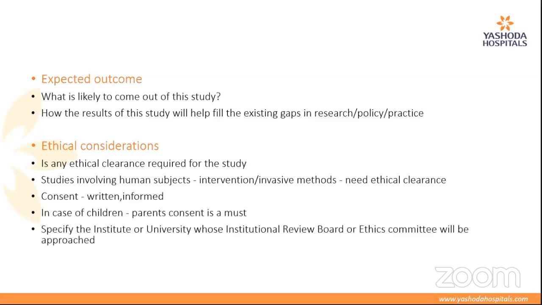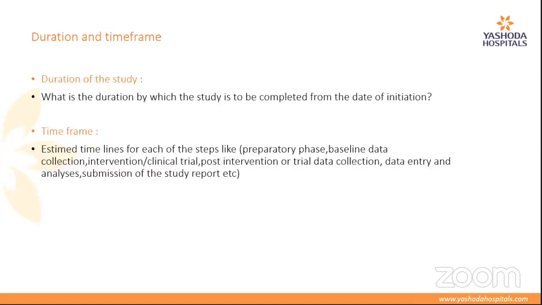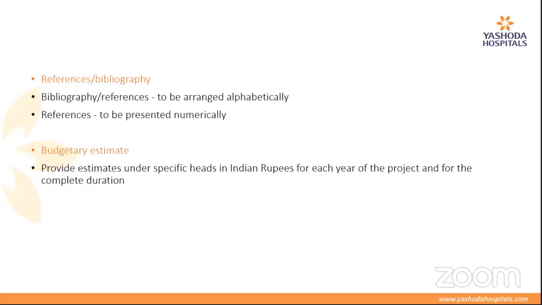The researcher should have a good idea about the duration and the time frame. In what time am I going to complete my research? What are the steps that have to be done in order to complete the research activity on time? There should be a time frame, and the data collection and each and every step has to be followed in a methodical way, so that the research activity is done within a particular duration. Coming to the references and bibliography, they have to be arranged alphabetically, and also the references should be presented numerically.